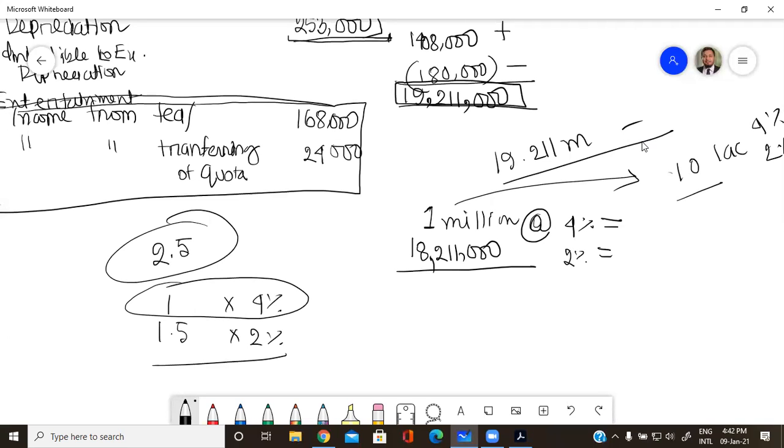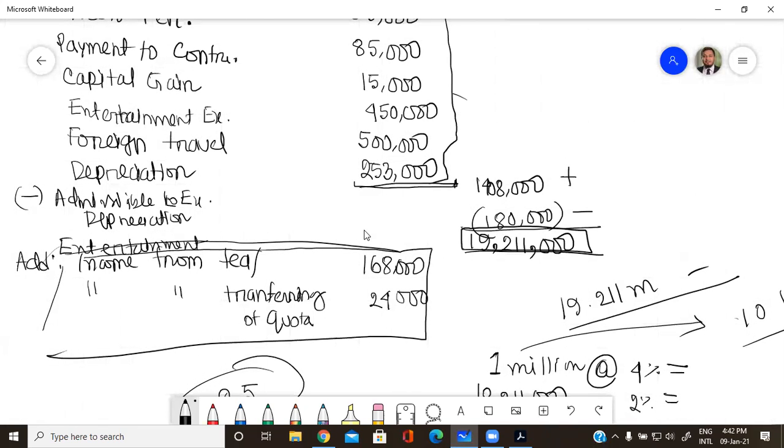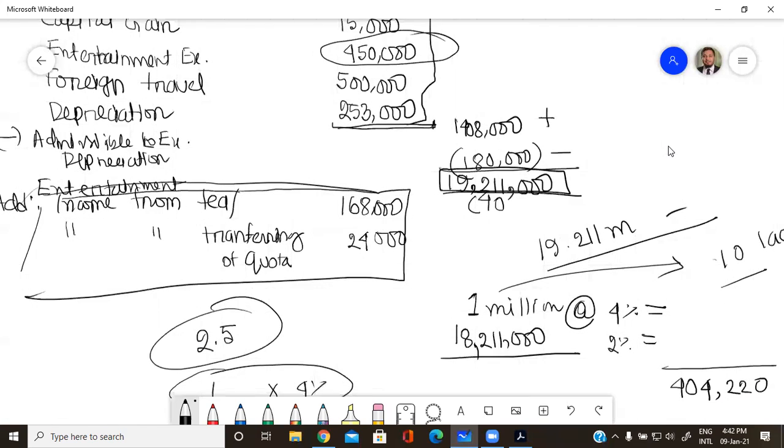Yes, sir. So 1 million multiplied by 4%, and for 18.211 million you take 2%. So you will see that your allowable limit is 404,220. Now, how much have we already charged? 450,000. We have already added it back. Now, how much can we subtract? As we have added the total amount, it is the procedure: we need to subtract the total amount which is allowable. The total allowable is 404,200.